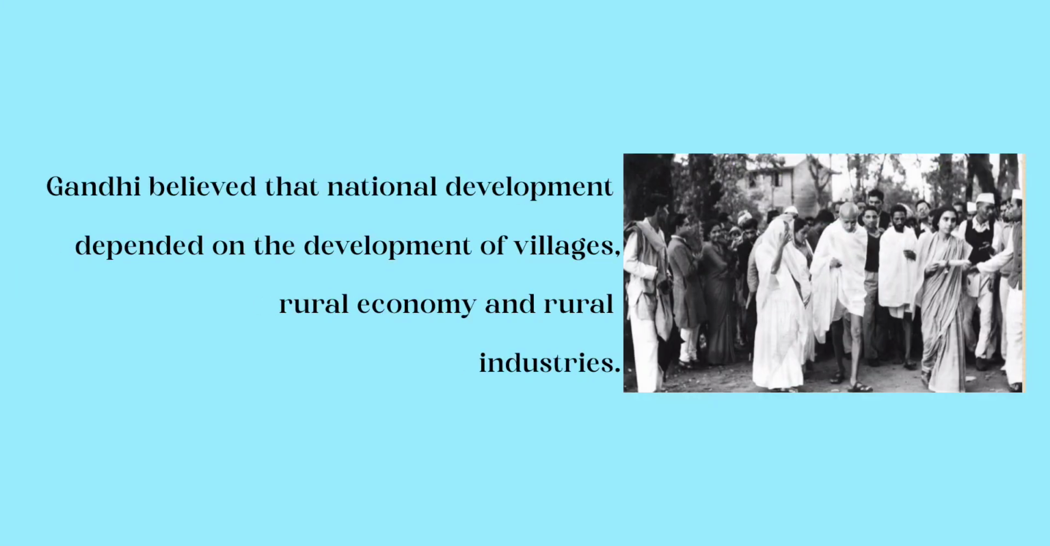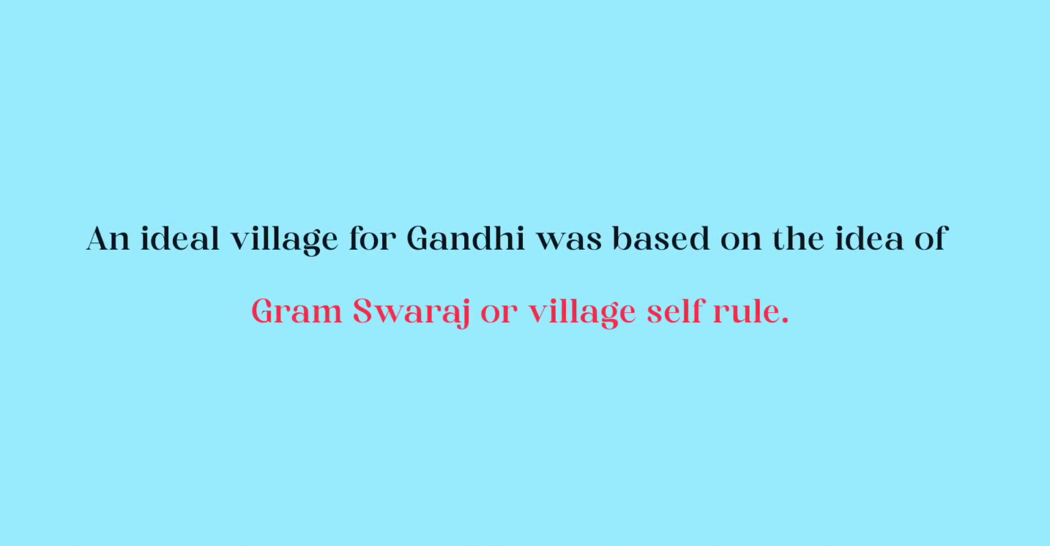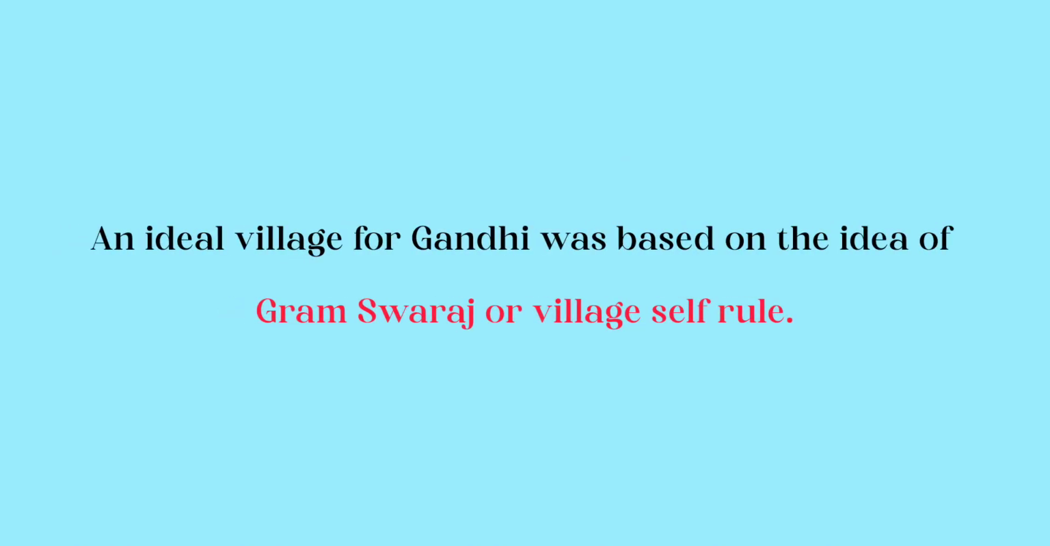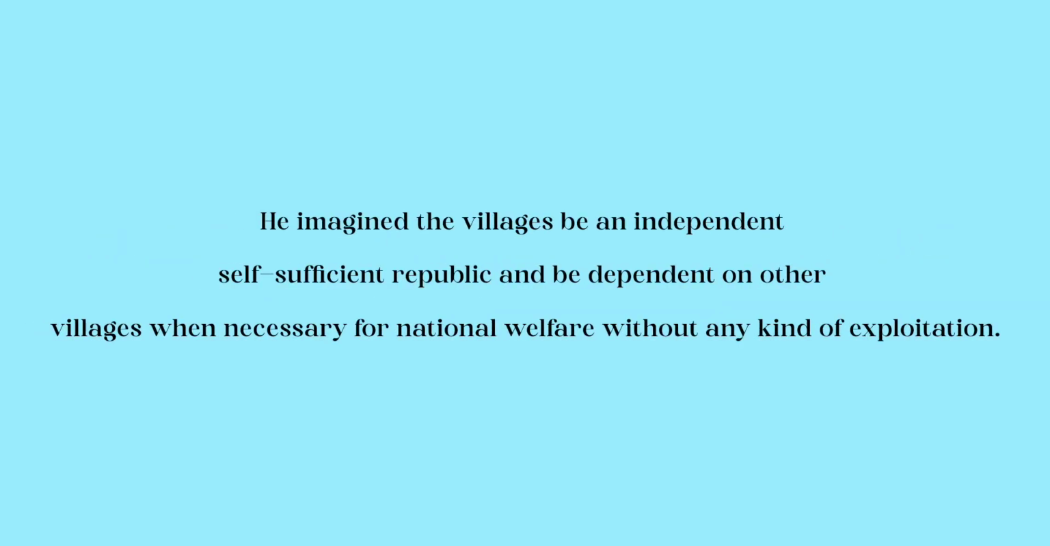Gandhi believed that the development of a country was dependent on the development of its villages, rural economy and rural industries. An ideal village for Gandhi was based on the idea of Gram Swaraj, or village self-rule. He imagined the villages to be independent, self-sufficient republics, dependent on other villages when necessary for national welfare, without any kind of exploitation.